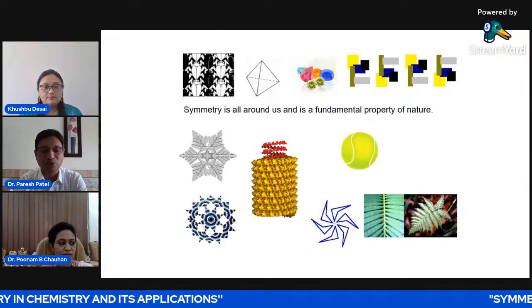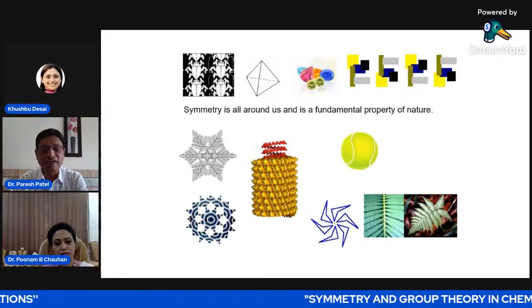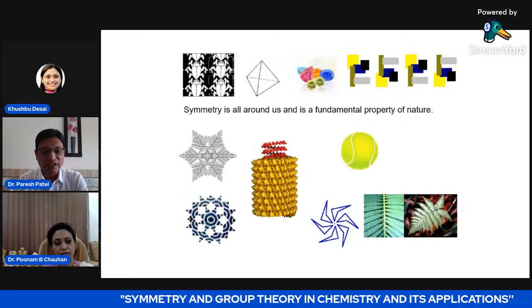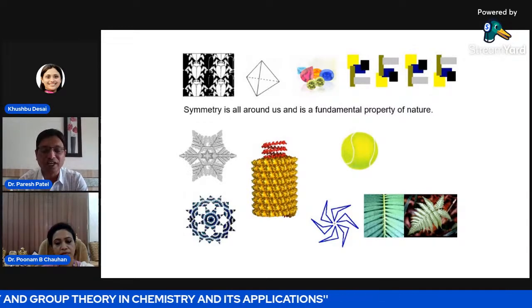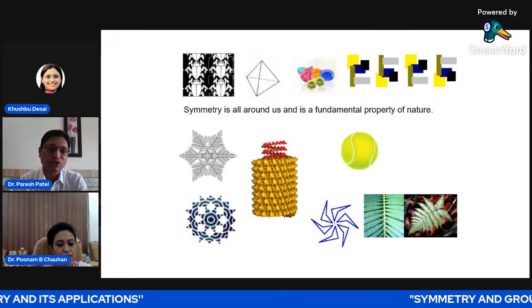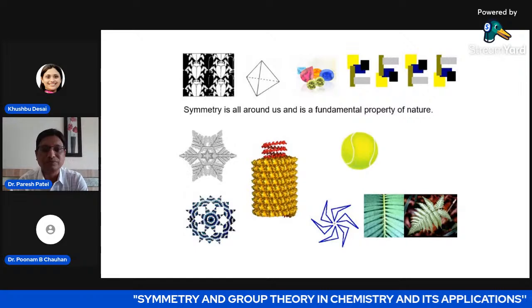If we take the example of the hydrogen molecule, in its orientation we can rotate it by 180 degrees through an imaginary axis to get an equivalent orientation. So that is known as molecular symmetry in the hydrogen molecule. So, next slide, please.